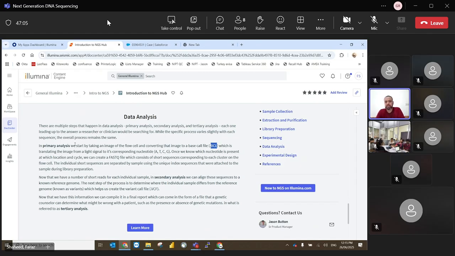This is your primary data analysis, converting. And this primary data analysis sounds easy, converting images into base calls just by studying the wavelength. No, it doesn't work that way. You have to do a lot of background correction, normalization of intensities, offset correction.